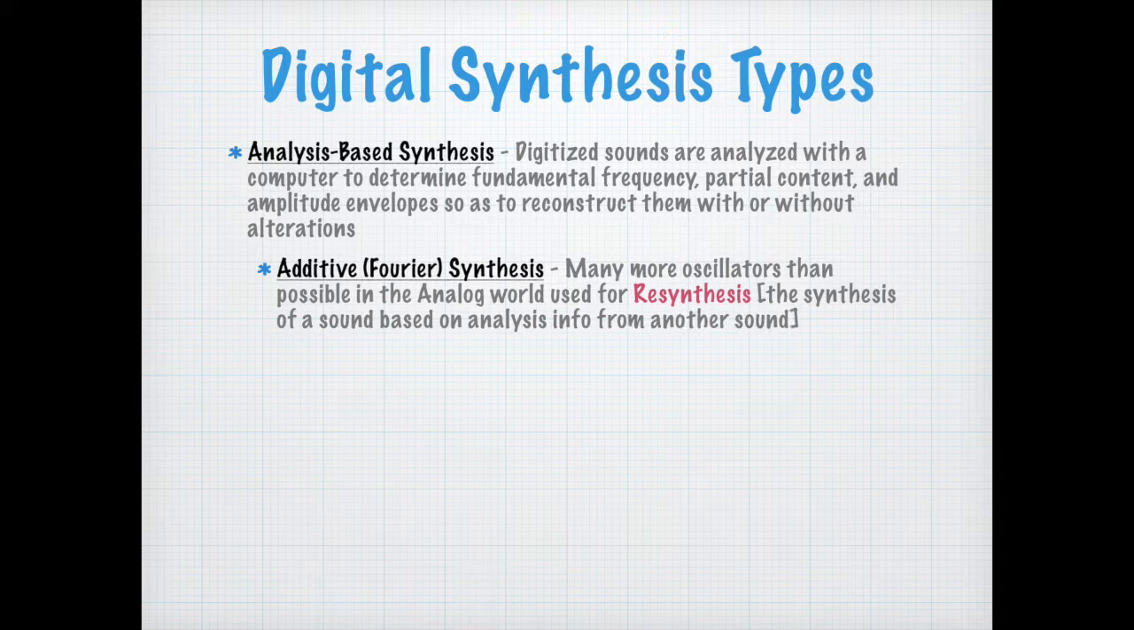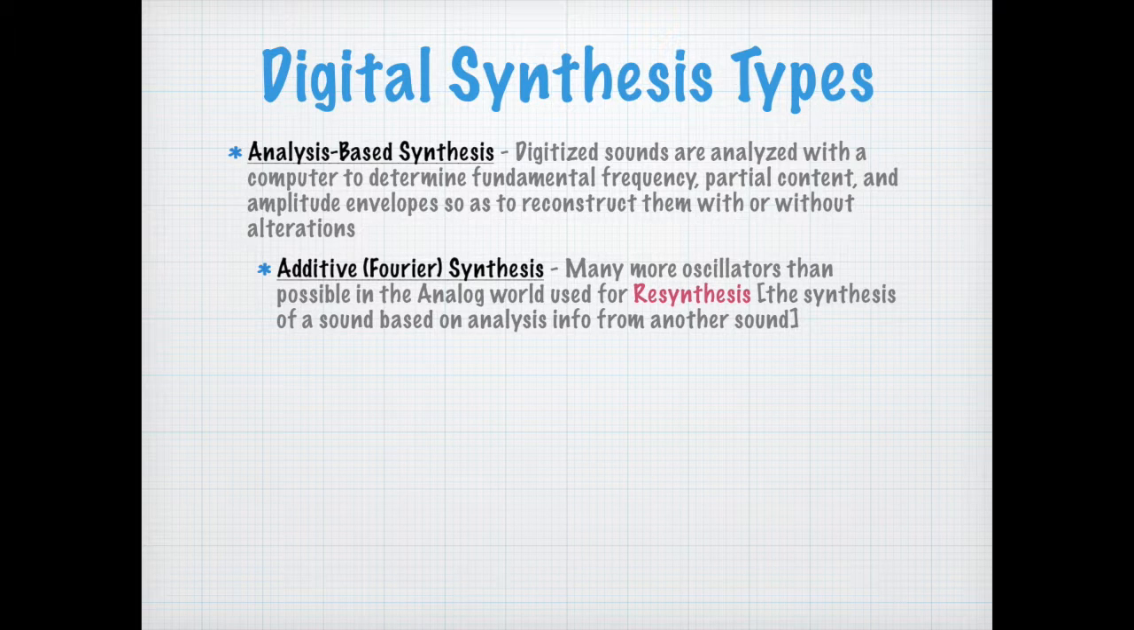Now, within this analysis-based synthesis, we can have the same additive or Fourier synthesis that we had in the analog world, but in this case, we can have many more oscillators than were possible in analog, and this is used for something called resynthesis. Just like in analog, if we build a complex waveform with all these oscillators, the synthesis of a sound based on the analyzed info from another sound can actually be built up. So similar concept, but done slightly differently.